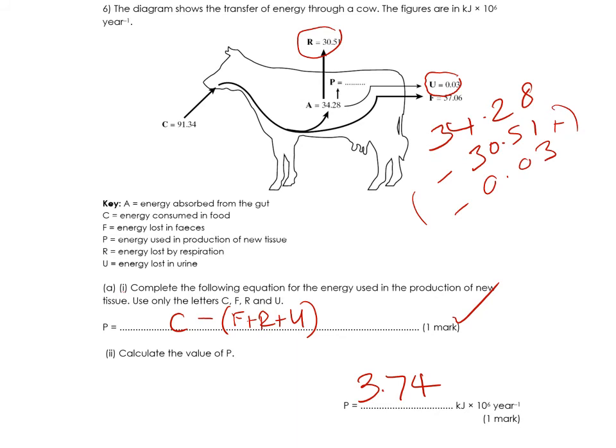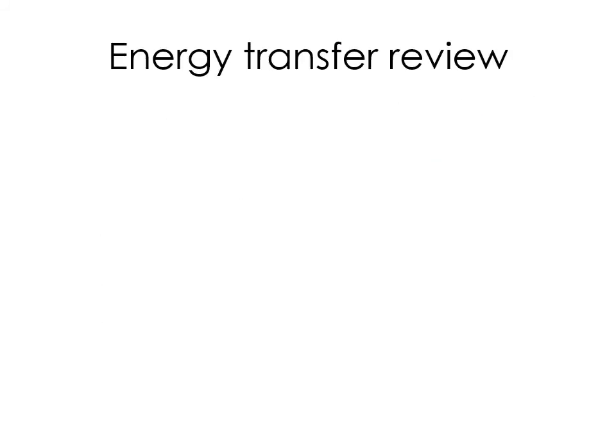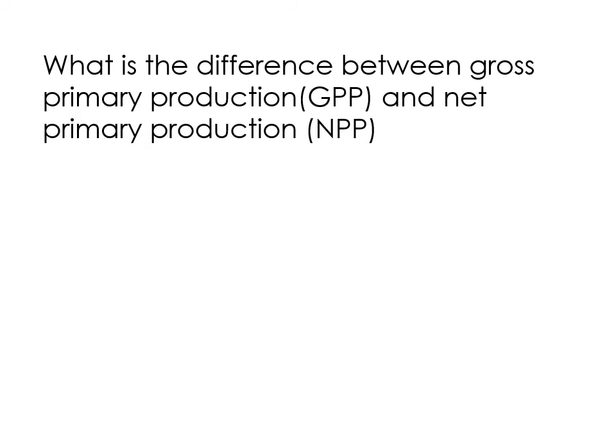Okay, right, so then it gives you a bit of a flavour of where we're going with these energy transfer questions, because it gets a little bit more difficult in the next part of this. We'll leave this for the moment, and then we'll have a go at B together. You can have a go at it now if you like, and then see if you've got it right when we're doing this together. Okay, so a bit of an energy transfer review now. What was the difference between gross primary production and net primary production?